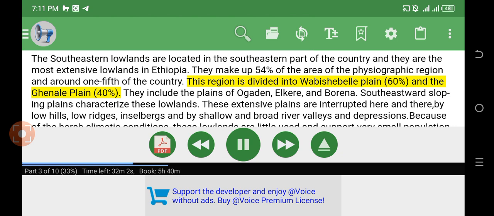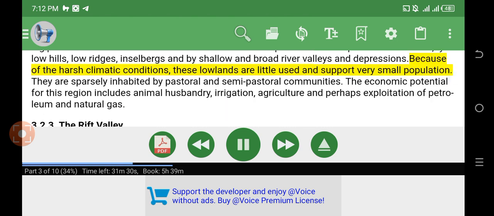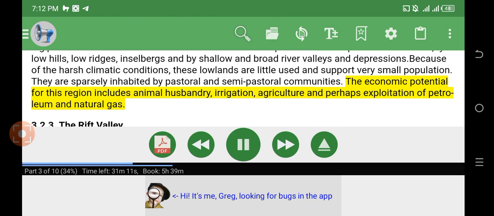Southeastward sloping plains characterize these lowlands. These extensive plains are interrupted here and there by low hills, low ridges, inselbergs, and by shallow and broad river valleys and depressions. Because of the harsh climatic conditions, these lowlands are little used and support very small population. They are sparsely inhabited by pastoral and semi-pastoral communities. The economic potential for this region includes animal husbandry, irrigation, agriculture, and perhaps exploitation of petroleum and natural gas.